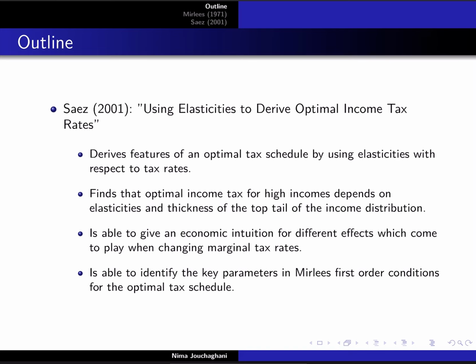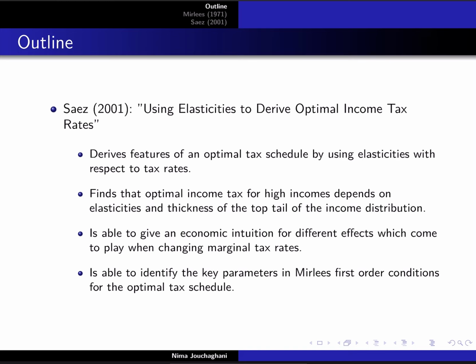In addition, he's able to give an economic intuition for many different effects, which come into play when a government is changing the marginal tax rate. So you can think of many behavioral responses to a change in the marginal tax rate, and he is able to give an economic intuition.